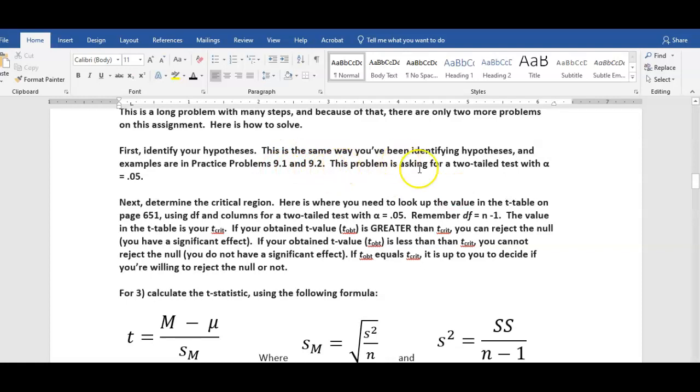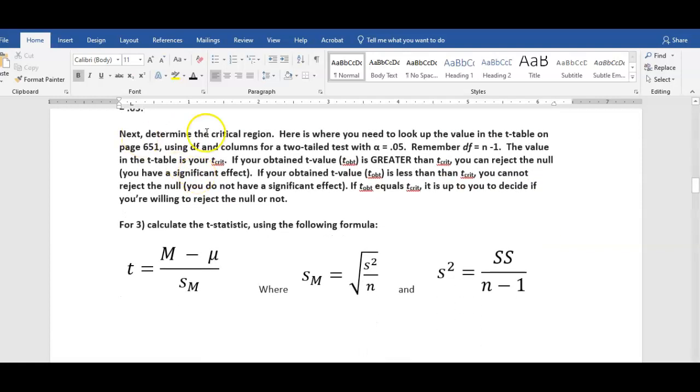This particular problem is asking for a two-tailed test with alpha equal to 0.05. So just state your null hypothesis and your alternative hypothesis for a two-tailed test. Okay, next we have to determine the critical region. Here's where we need the value in the t-table.